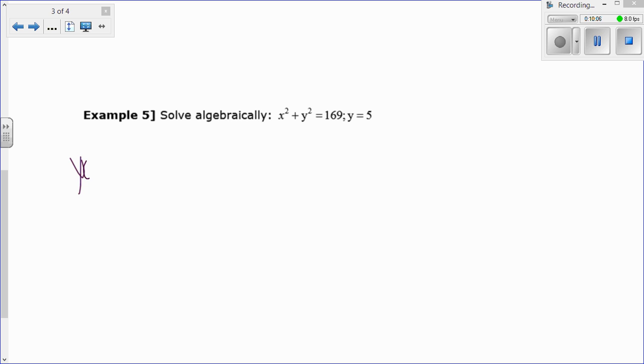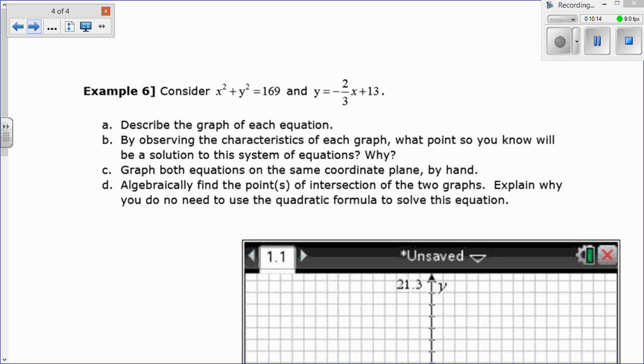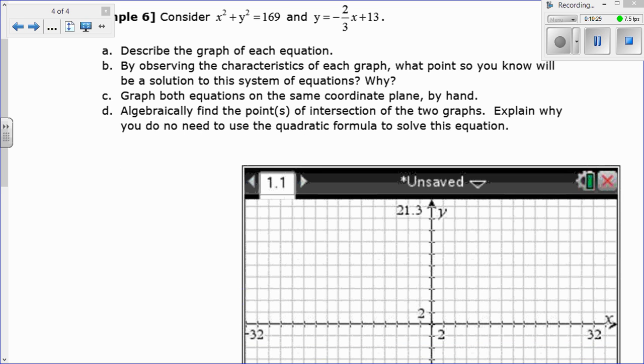You guessed it. You tried number 5. For number 6, example 6, consider x squared plus y squared equals 169 and y equals negative 2/3 x plus 13. Describe the graph of each equation by observing the characteristics of each graph. At what point, actually, I think it's supposed to be at what point do you know will be a solution to the system of equations, and why?